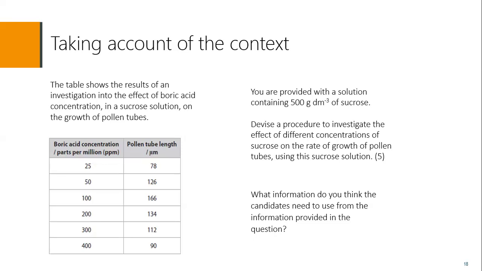You're also given the results for an investigation into the effect of boric acid concentration in a sucrose solution on the growth of pollen tubes. If you look at that, it will tell you that as you increase boric acid concentration, the pollen tube length increases up to 200 parts per million, and then it decreases.